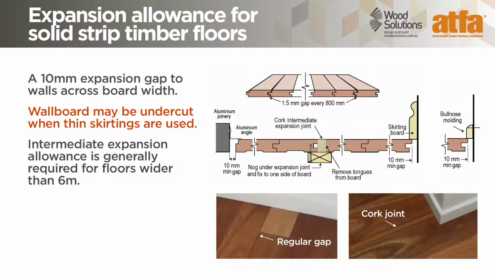A 10mm expansion gap, ideally a clear air gap, will provide adequate clearance for expansion. A cork gap may be used in some instances, though problems have been found using cork as a gap filler around window joinery. The expansion gap is then corked, covered by a skirting board or thin aluminium strip. For wider floors of 6 metres or more, an intermediate expansion gap is also required.